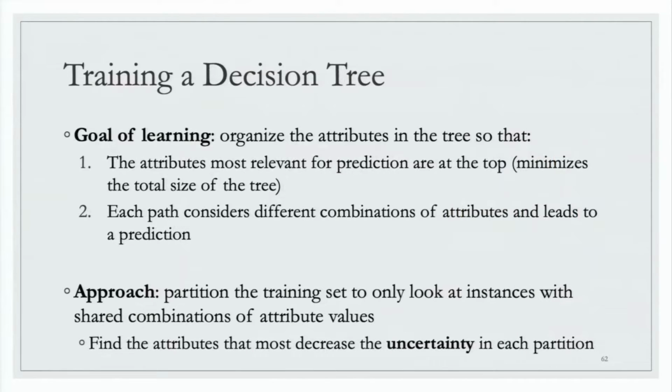We're going to split the data set up every time we pick a new attribute. And what we want to do to decide which attribute is best is we want to pick the one that reduces our uncertainty in what we should predict. What does that mean?